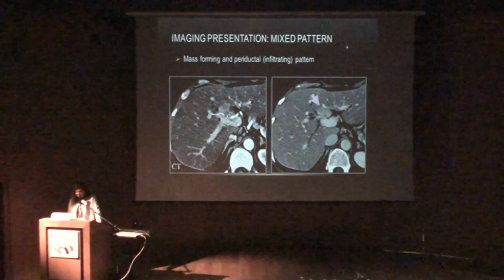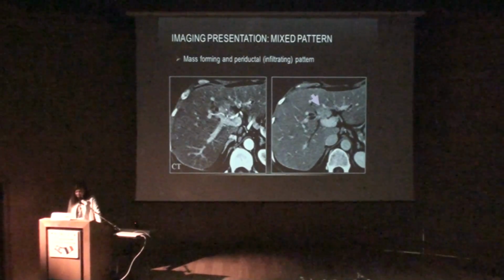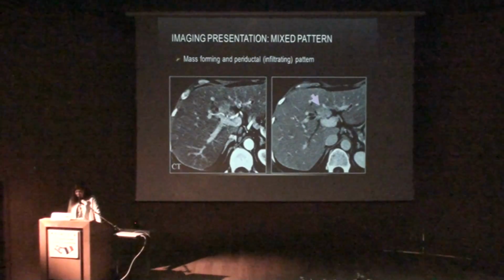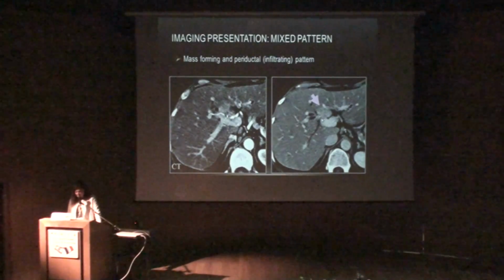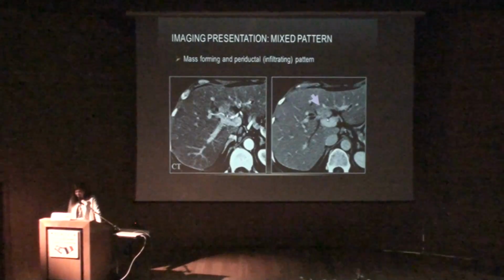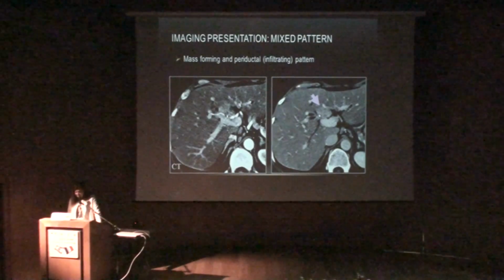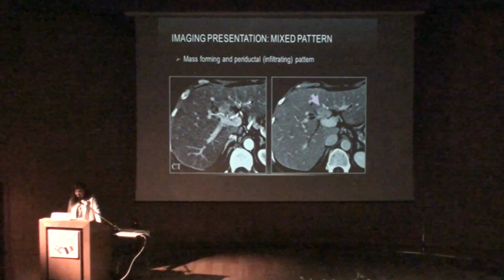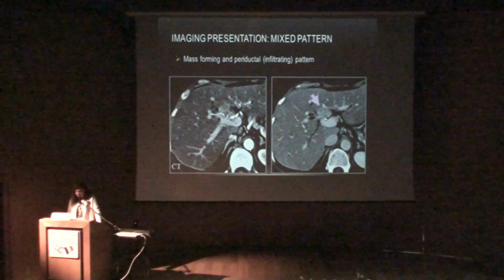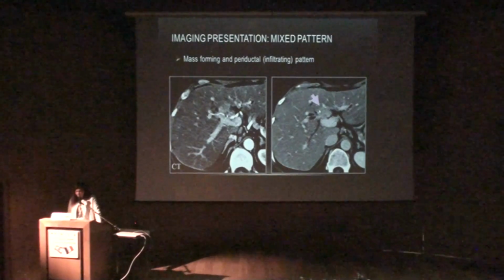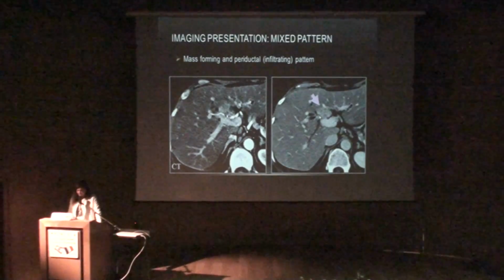The other aspect is a mixed pattern, when you have a mass forming and a periductal infiltrating pattern. Like that, you have this infiltrating pattern, and in addition, a mass forming at the level of the confluence of the bile duct.